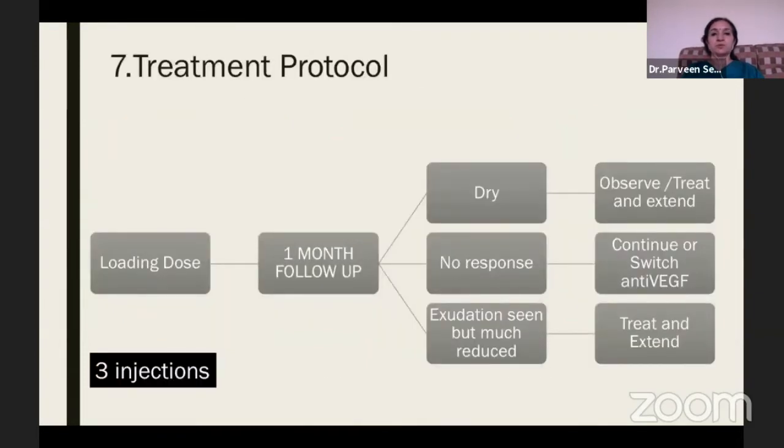The next is the treatment protocol. Ideal would be you do the treatment once and you're over and done with, but that doesn't happen. So you have a treatment protocol. You give 3 monthly injections in type 1, type 2, type 3, most of the times, though of course at 1 month follow-up you evaluate the patient. If you have no response, then you think whether you're going to continue or you need to switch. If the lesion is absolutely dry, you may consider either observe and extend or treat and extend. And if the response is there but not completely dry, you can go towards treat and extend treatment.